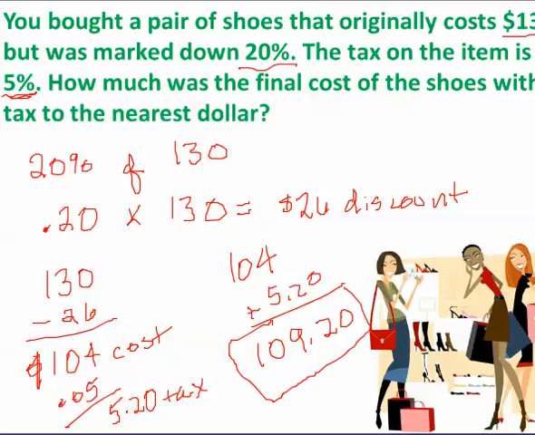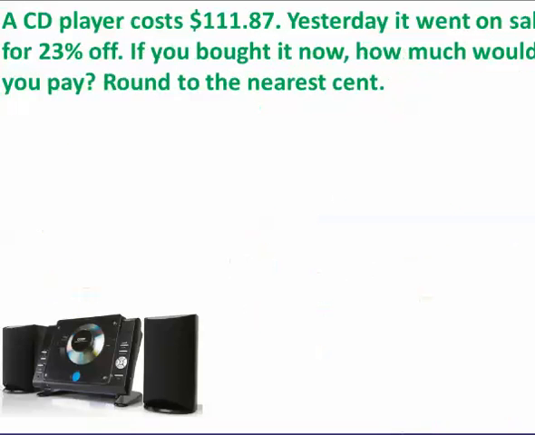Not a hard problem, but you have to pay attention to what you're doing. You have to find 20%, subtract that from the cost, then find 5% and add it in as tax. So just be careful with what you're finding. You should be fine there.